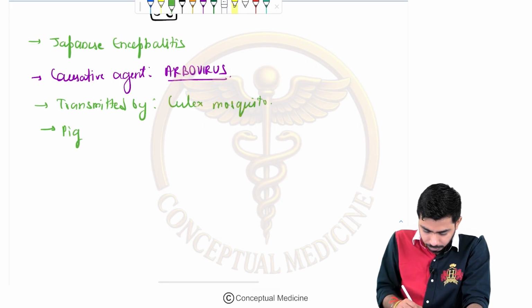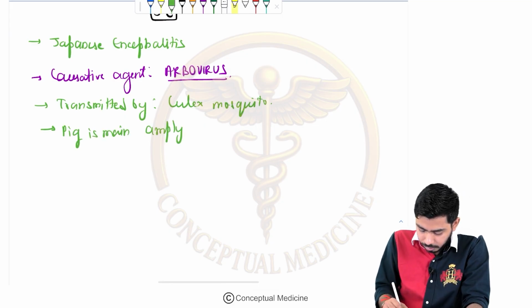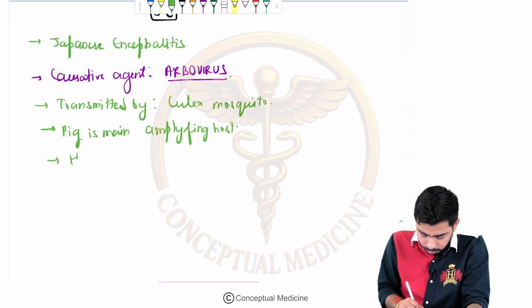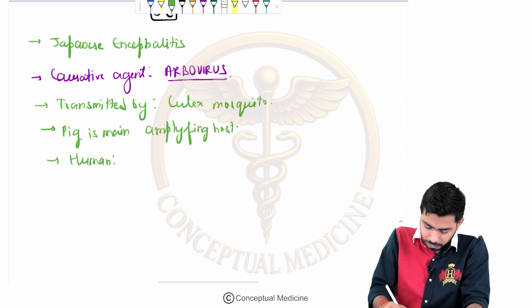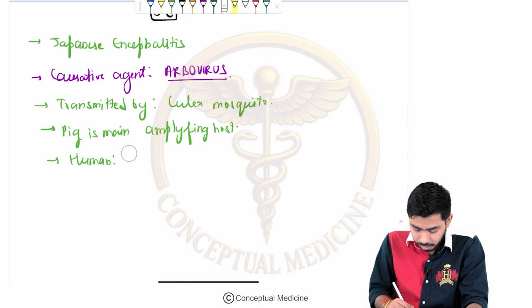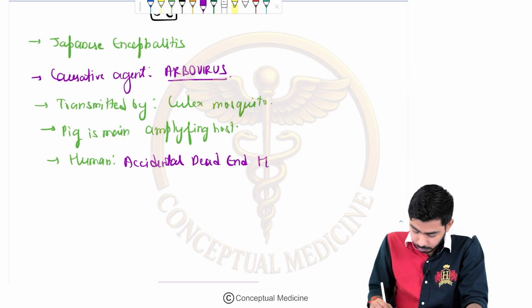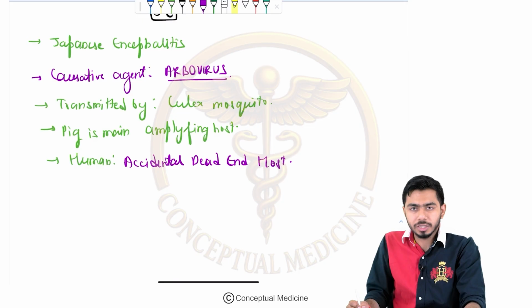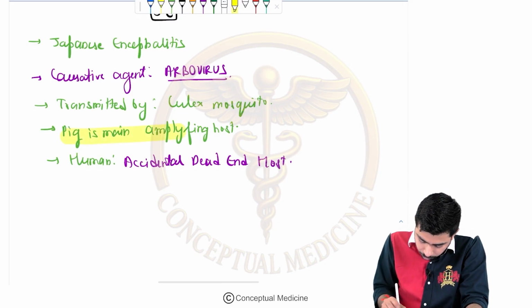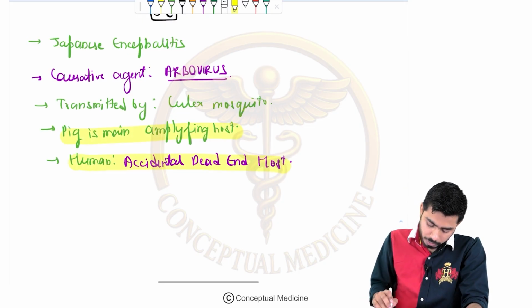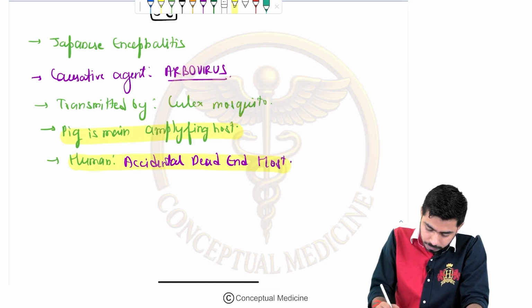Here the pig is the main amplifying host. Please do remember, pig will be the main amplifying host and human is the accidental host. Very, very important. Human is the accidental dead end host. Okay. So please do remember, human is the accidental dead end host over here. These two lines are very, very important. Pig is the main amplifying host and the human is the accidental dead end host, right?